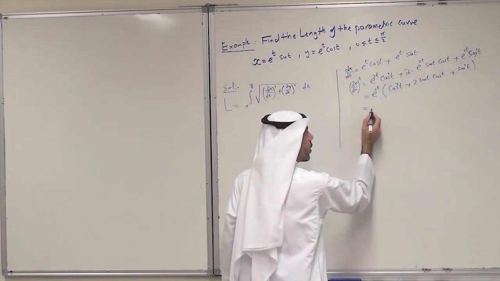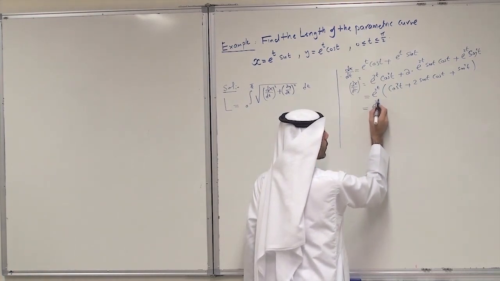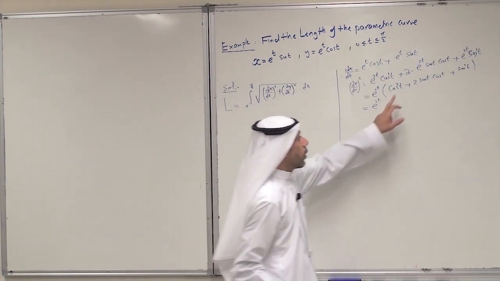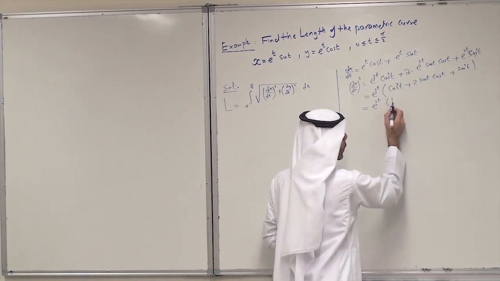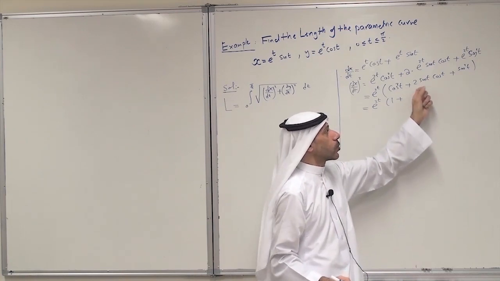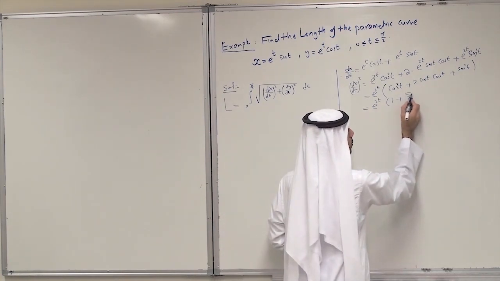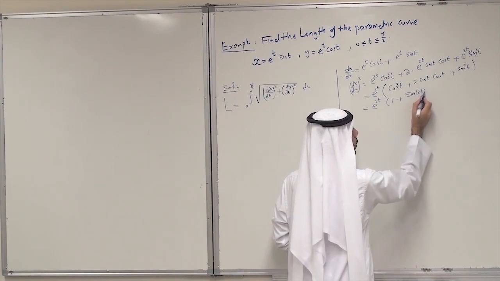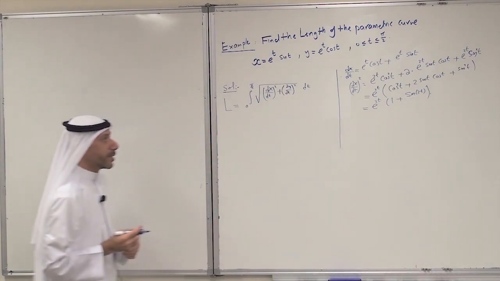We also can simplify further what is inside the parentheses. You have e to the power 2t, and cosine squared plus sine squared is 1, so this is just 1 plus. Now again we can combine 2 sine cosine by using a basic trig identity, sine 2t. This is for dx/dt.